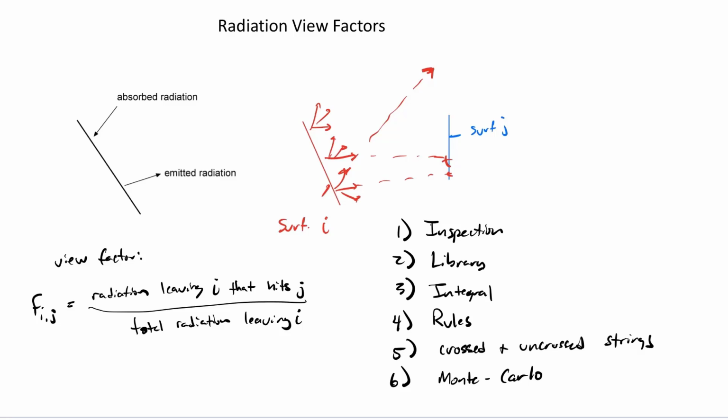So we can evaluate the view factor first by inspection, that's what we went through last time. Second, we can use libraries for this. Third, there's an integral that we'll talk about today. There are rules that you can use, and there's something called the crossed and uncrossed strings method. And then lastly, there's the Monte Carlo methods that are really flexible. We will talk about 2 through 5 today. We talked about 1 last time. We will not talk about 6 today, but I do hope to get to that in a later lecture.